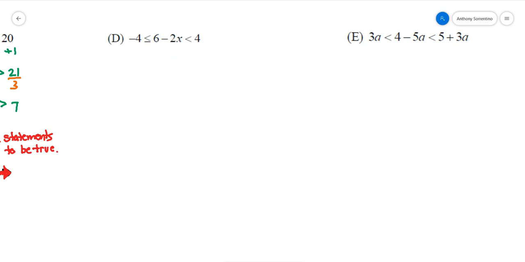So what I'm going to do for this one, if I have just the variable expression in between the two inequality symbols, then I'm going to subtract 6 from all three parts, which would give me a negative 10 is less than or equal to a negative 2x, which is less than a negative 2. And now I'm going to divide everything by negative 2.